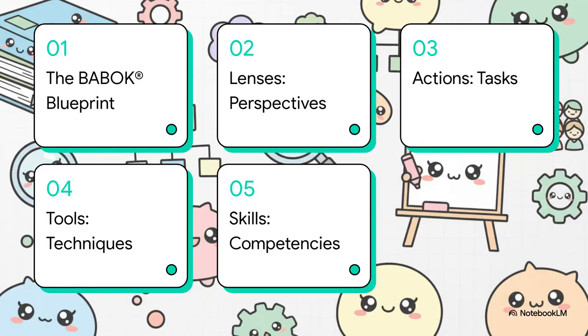So here's how we're going to break it all down today. First, we'll look at the big picture, the blueprint itself. Then we're going to dive into 4 key parts: the lenses you look through, the actions you take, the tools you use to get it done, and finally, the skills you need to pull it all together.